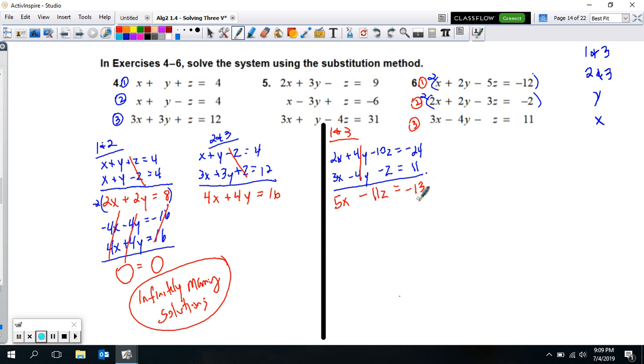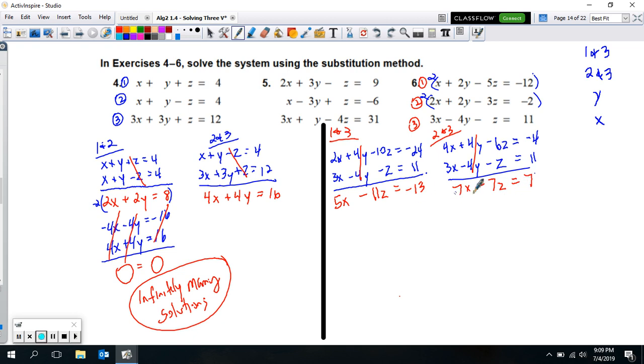Negative 11z, and a negative 13 on the other side. So that would be your first new equation. And then you have to put together the 2 and the 3. Multiplying equation 2 by 2 would give you this. So again, you're canceling out the y's. And you put together all the like terms here, so you get 7x minus 7z equals 7. That's your second new equation.